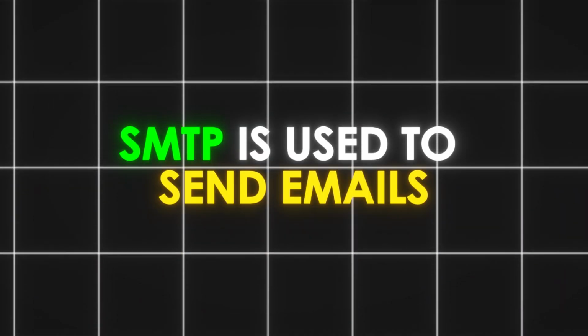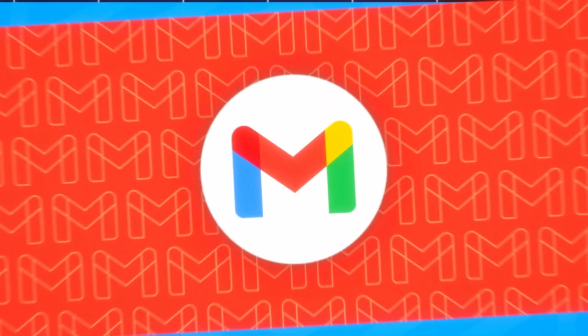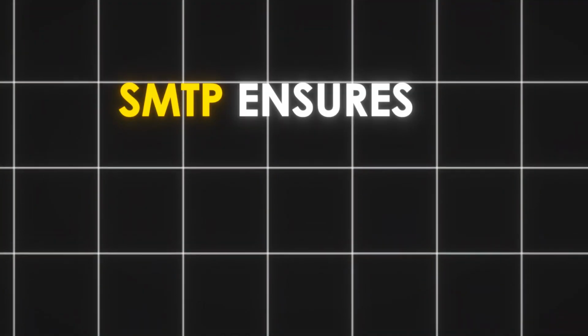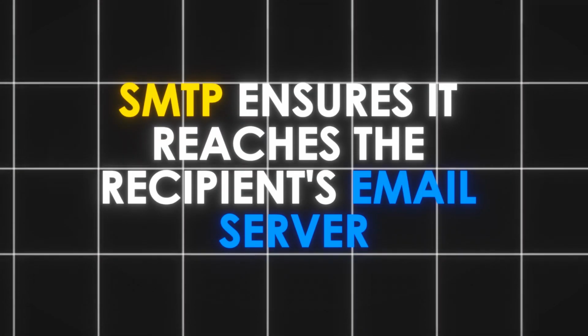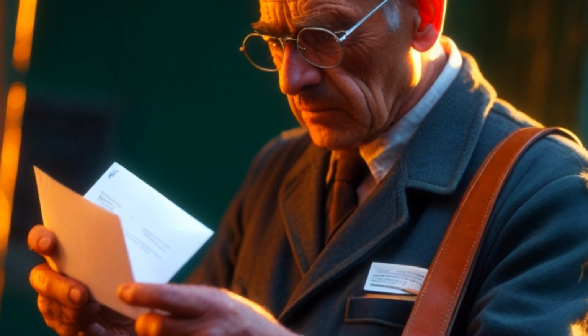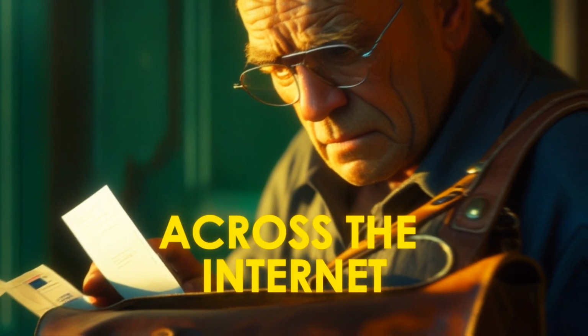SMTP. SMTP is used to send emails. When you send an email through your Gmail account, SMTP ensures it reaches the recipient's email server. It's like a postal worker sending your message across the internet to the right email inbox.